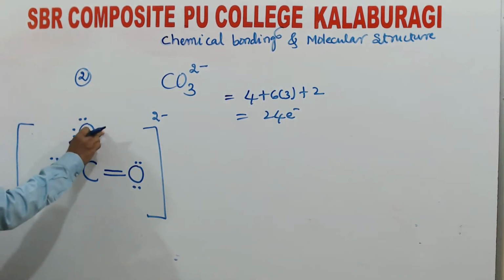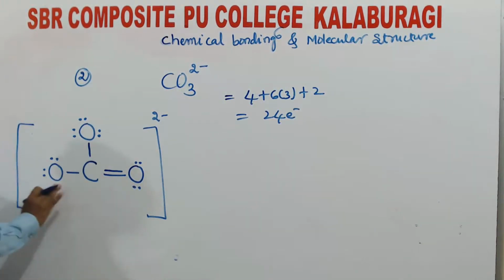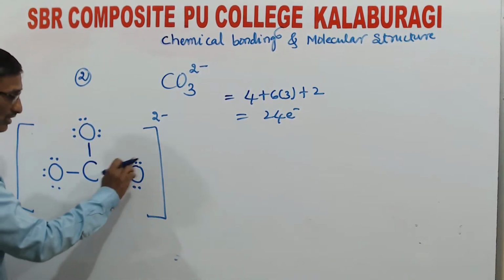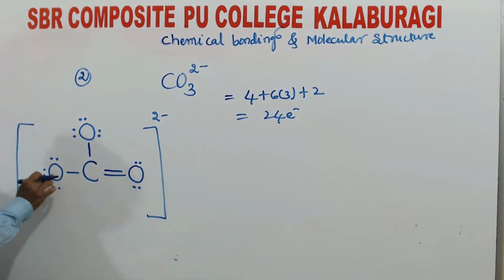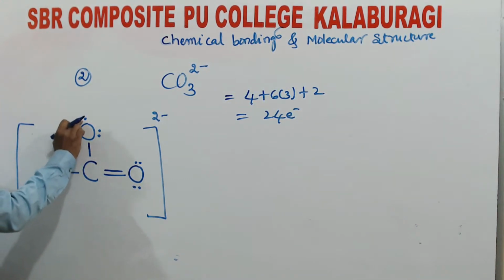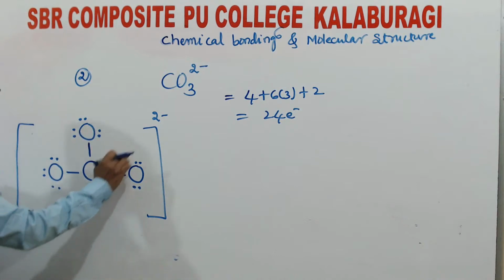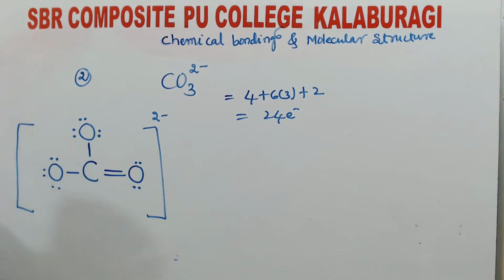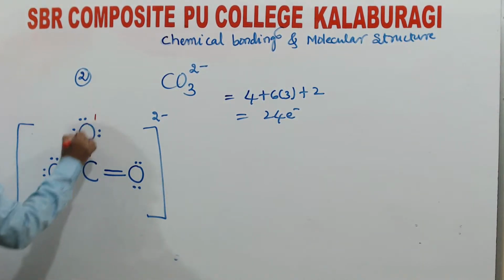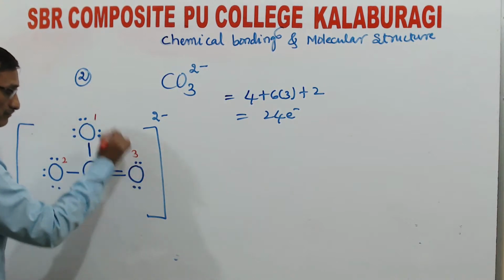1, 2, 3, 4, 5, 6, 7, 8. Okay, no problem. This is also 8. 1, 2, 3, 4, 5, 6, 7, 8. What about this one? Now if I take 6, so plus 2, 8, 9, 10, 11, 12, 13, 14, 15, 16, 17, 18, 19, 20, 24 are there. No doubt. Now the very interesting thing is, again there are 3 oxygen atoms. You number them. This is 1, this is 2, this is 3.